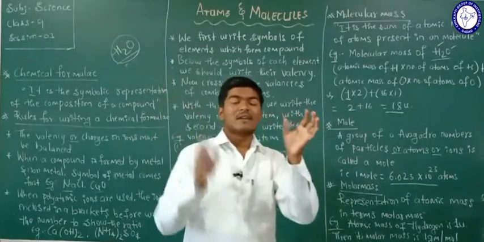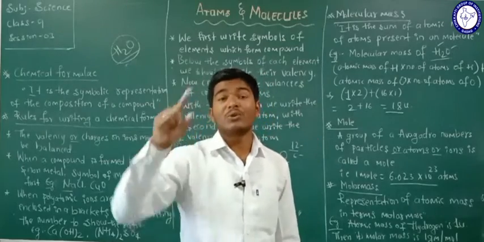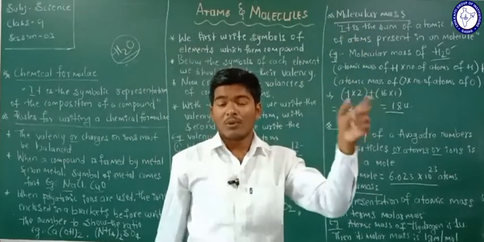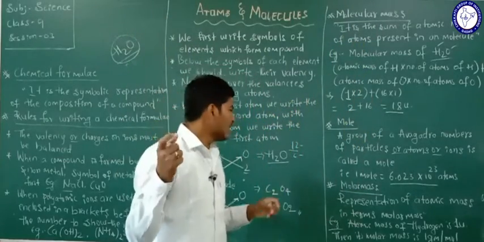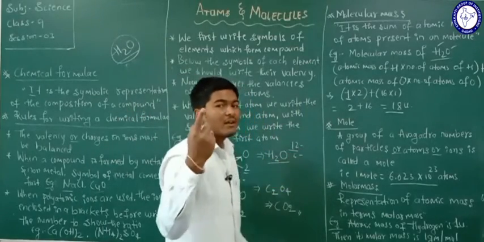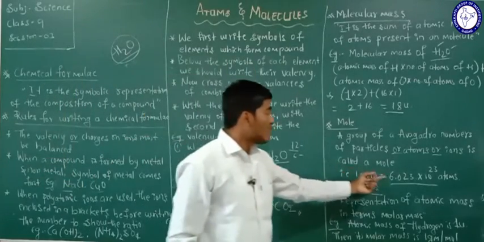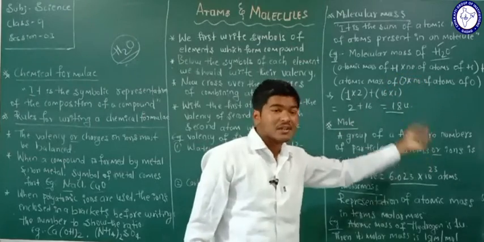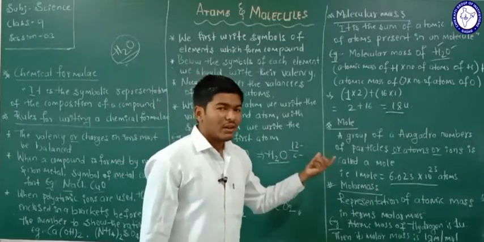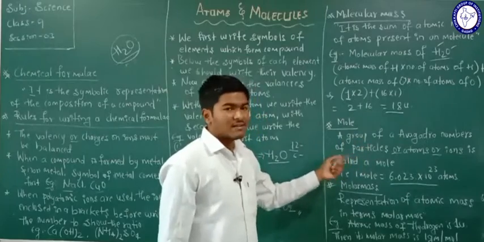If one group contains 6.023 into 10 raised to 23 atoms, then that group is called 1 mole. It is very clear that if a group of bananas contains 12 bananas, then we call it 1 dozen. Like that, if a group of atoms contains 6.023 into 10 raised to 23 atoms, then it is called 1 mole. Is it clear? So what is a mole here? A group of Avogadro number of particles or atoms or ions is called 1 mole.